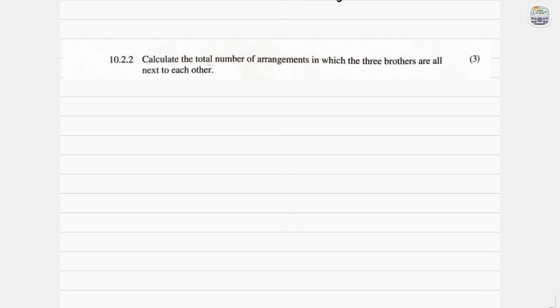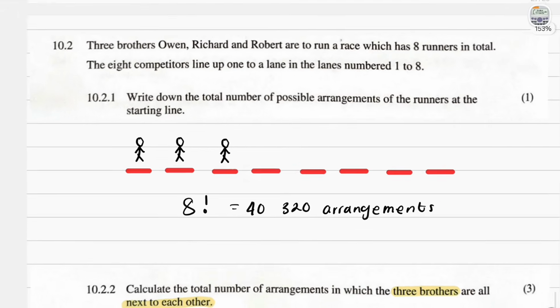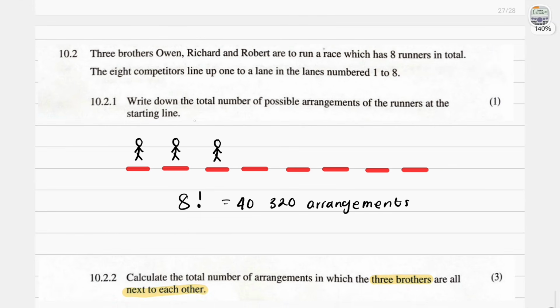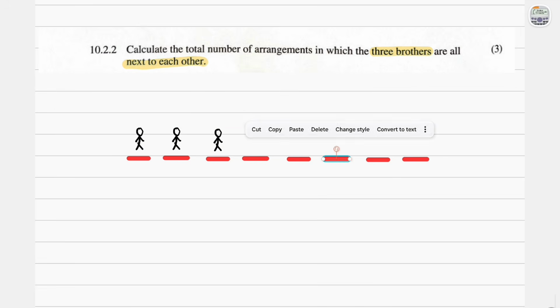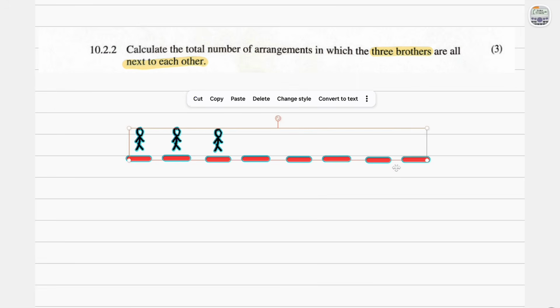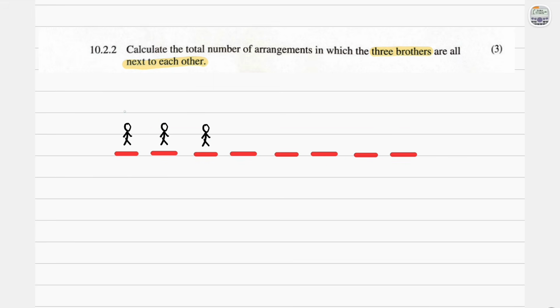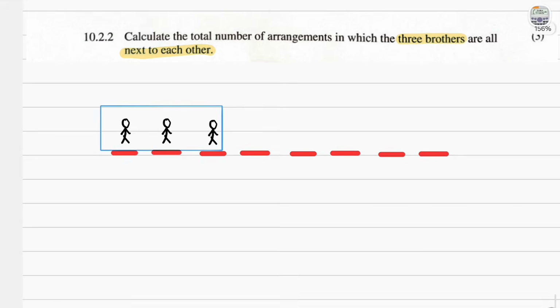Then question 10.2.2 says, calculate the total number of arrangements in which the 3 brothers are all next to each other. So the 3 brothers must be next to each other. We can just use this since we already have 3 stick men. So we can see that as the 3 brothers that we have. They need to be all next to each other, meaning they're a group of their own. So we're going to take them like this and then group them in one group. So you guys are a group and then everybody else is just standing.